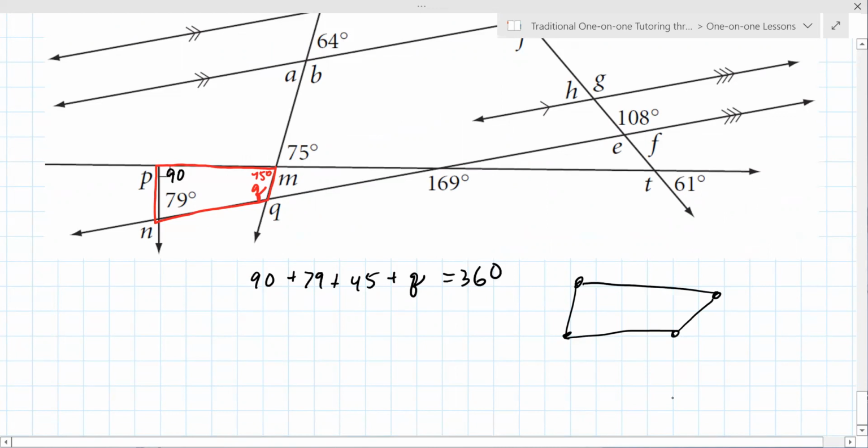So then I guess you just make it 169 plus 45. Sorry, that's 75, I wrote that wrong. 169 plus 75 is 214. 360 minus 214 is 146. Q equals 46. Sure.